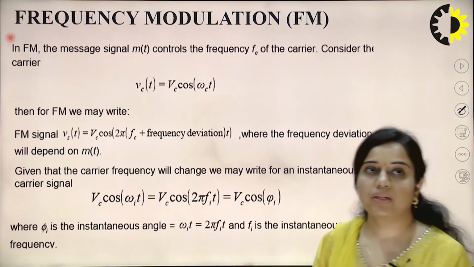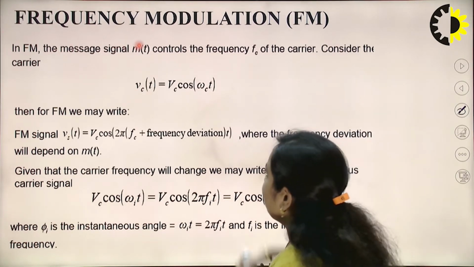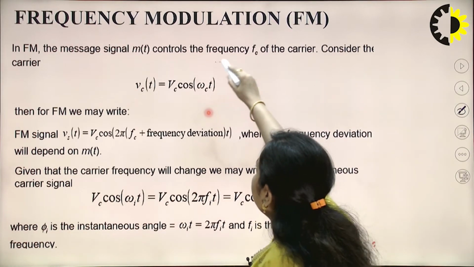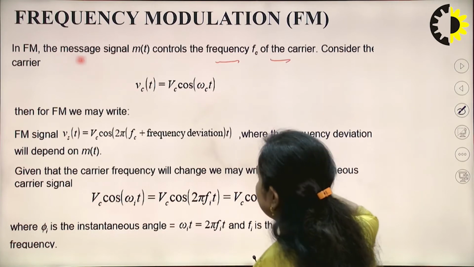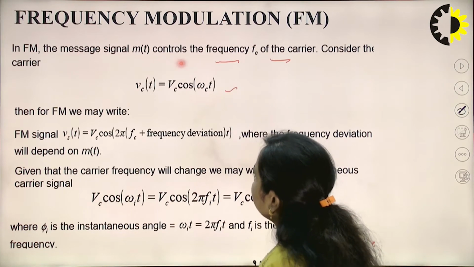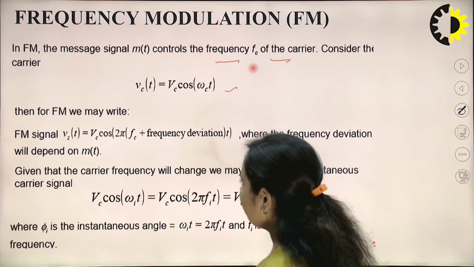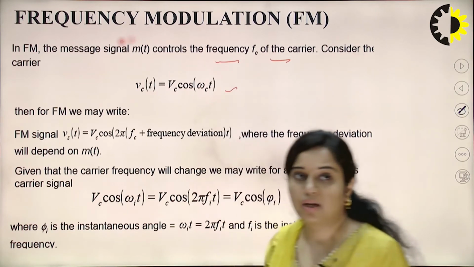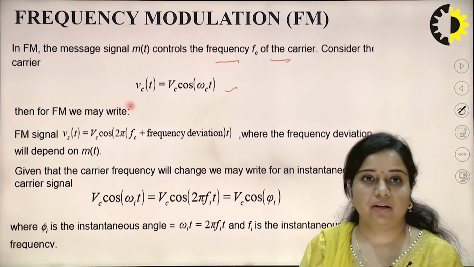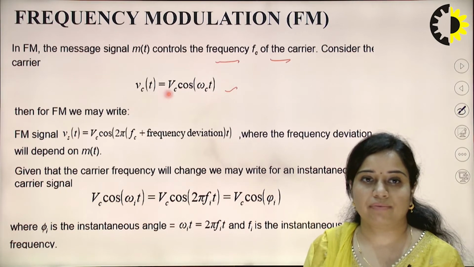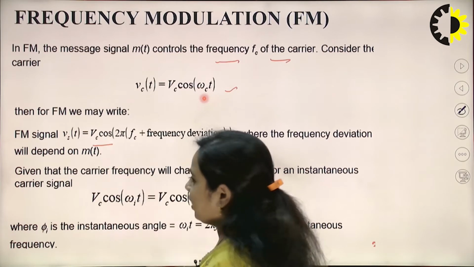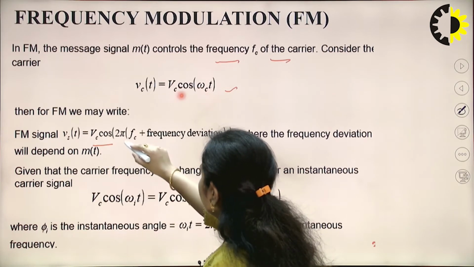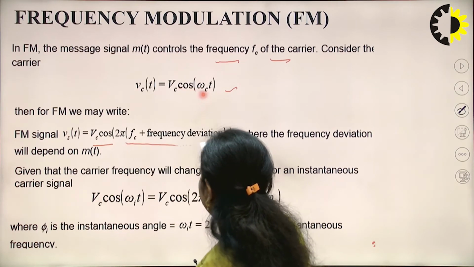Now next one is frequency modulation. So in FM, the message signal m(t) controls the frequency fc of the carrier. So consider the carrier signal, this one, then the FM wave may be written as follows. Here we are basically deriving a standard equation for frequency modulation. So the FM signal can be written as Vs(t) = Vc cos(omega_c t + frequency deviation).